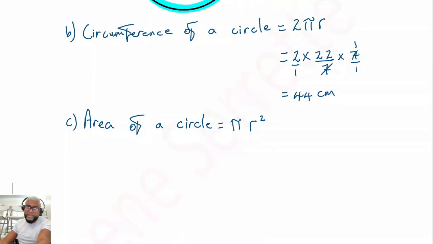So let me go all in. I have pi r squared. Pi, we said, is 22/7. So I'm going to put 22/7 multiplied, because multiplication is understood between this pi and this radius squared, right? What is my radius here? Pierre, you there? Yes, sir.